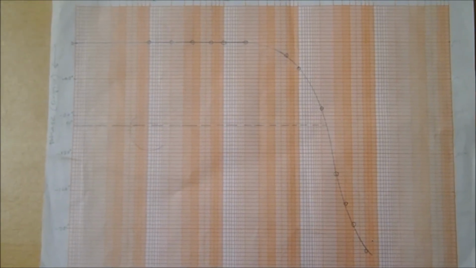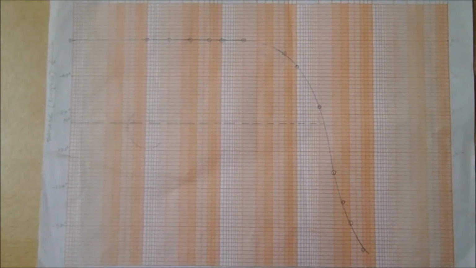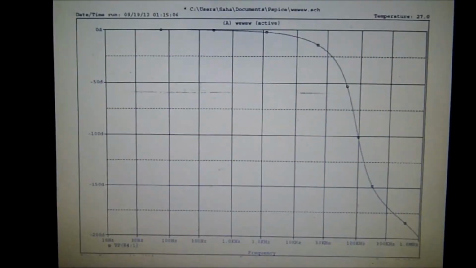This is the phase response plot. Due to the presence of complex conjugate poles, we obtained a minus 180 degree phase shift at this frequency. It was quite similar to the simulated response.